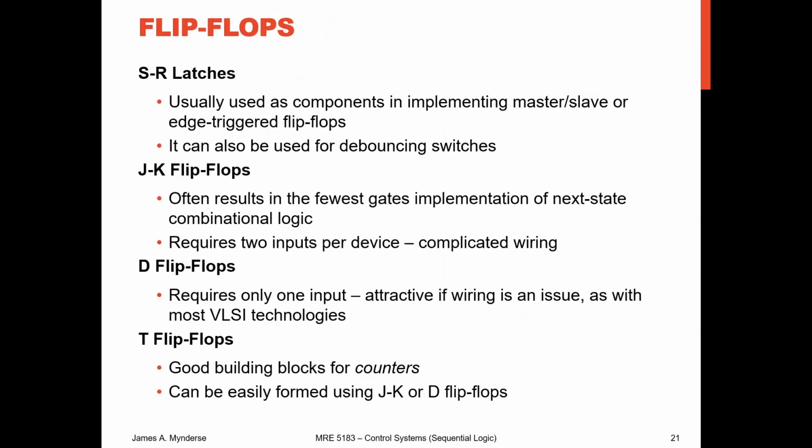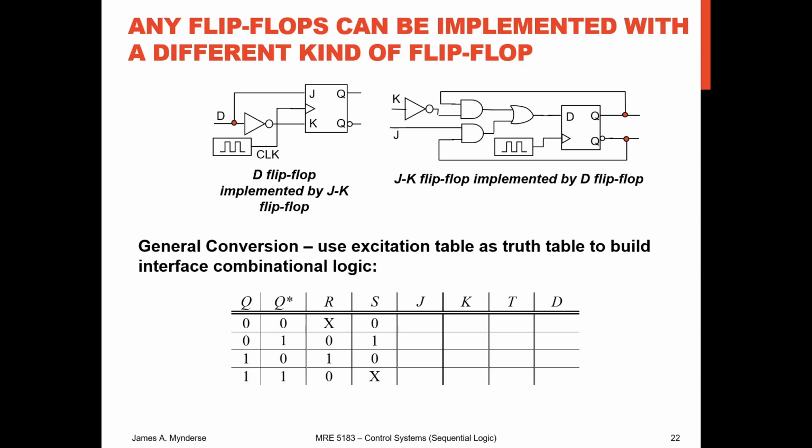So here's some examples of what you can do with them. You can debounce switches with the SRs. You can make your life easy with the Ds, relatively easy because you've only got the one input to them. Ts are good for counters. You can always build these up, and there's reasons to choose each of them. So here's an example of a D flip-flop implemented using a JK. Here's an example of a JK implemented using a D. You can go back and forth.